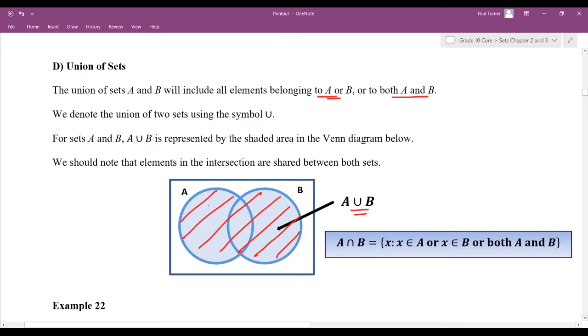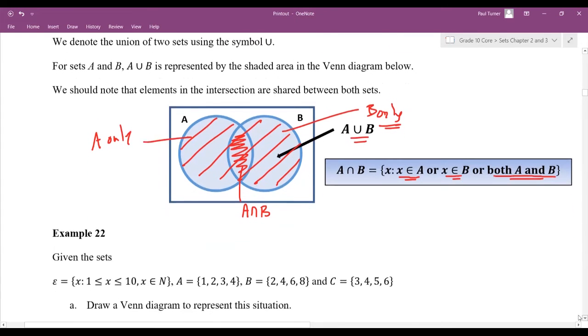It can be in A only. So this is A only. Or you can be in the intersection. So A intersect B, that's no problem. You can be in there. Or you can be in B only. There. So that's what I've written here. X such that X is an element of A or B or both A and B. So union includes the intersection that we just did there, right? So all elements that are in the sets.